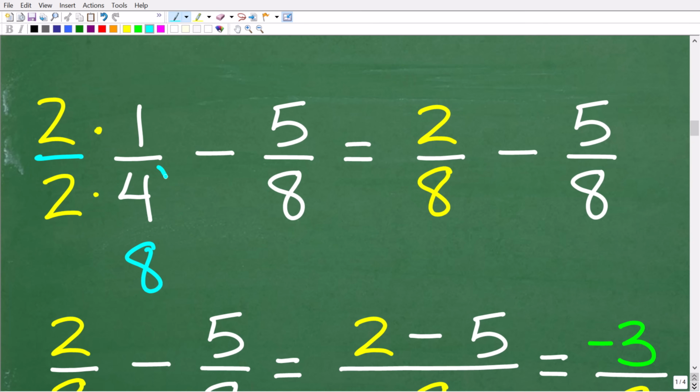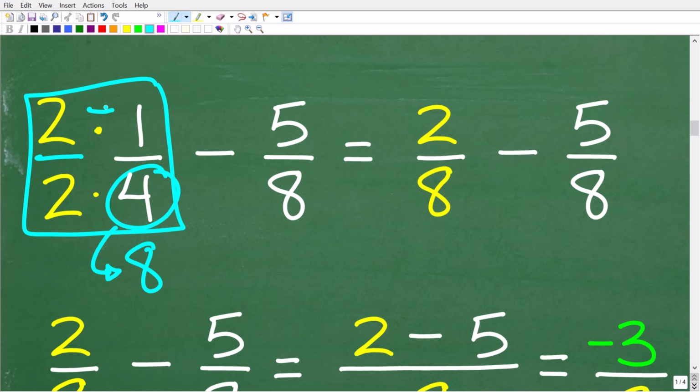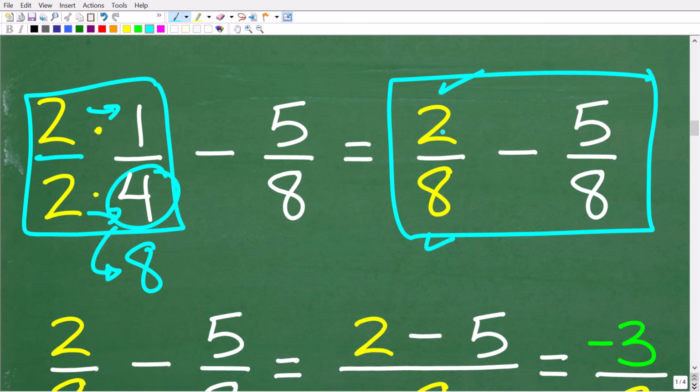Okay, so again, we want to change this 4 into the LCD of 8, so we're going to multiply it by 2, and then of course we're going to multiply the numerator by a 2 as well. So we're going to end up with what? Well, when we do this multiplication, and by the way, when we multiply fractions, we multiply the respective numerators and denominators. So we're going to end up with 2 times 1, which of course is 2, and then 2 times 4 is 8. So now our problem is this. So we have 2 over 8 minus 5 over 8. And now we can subtract these fractions because we have the same denominators.